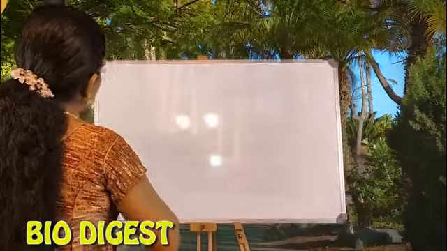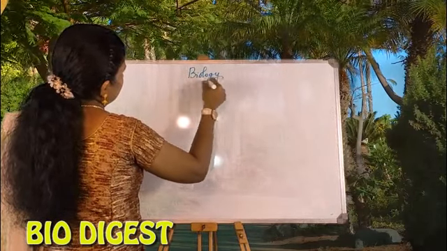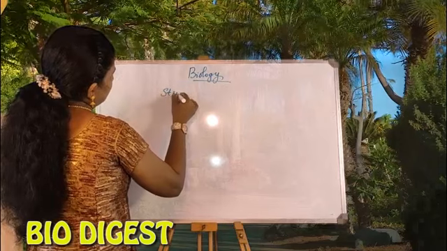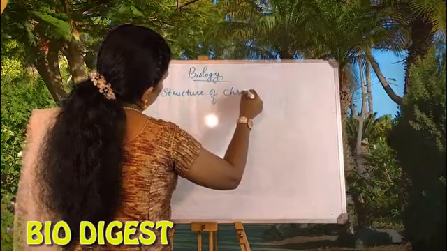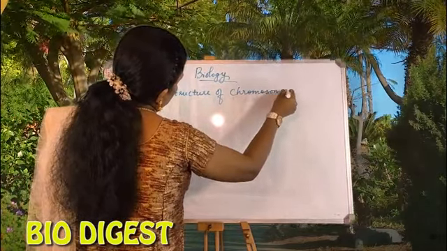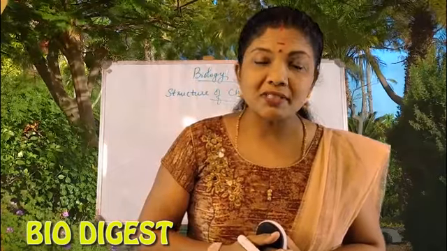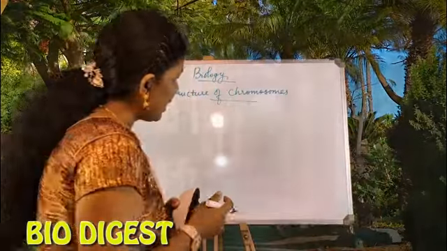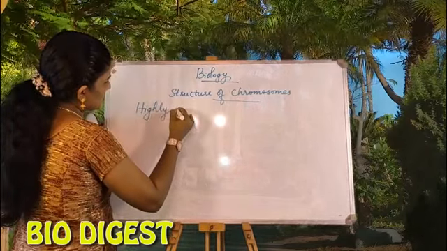Today we are going to discuss the structure of chromosomes. What are actually chromosomes? The definition is, these are highly condensed coiled chromatin fibers.